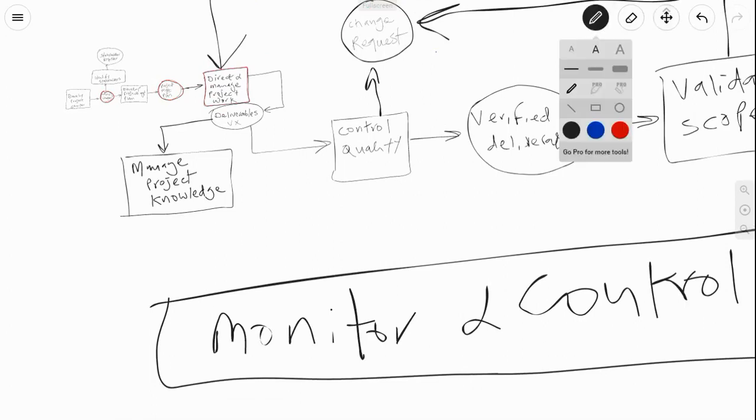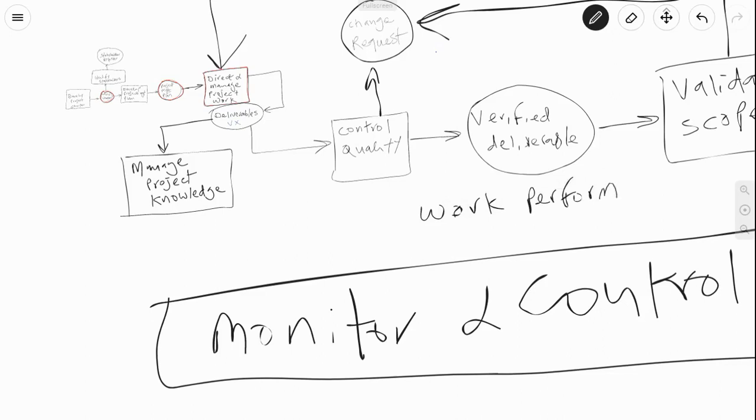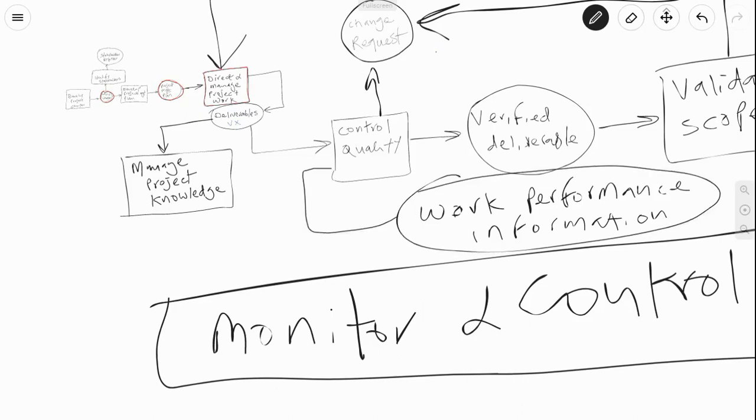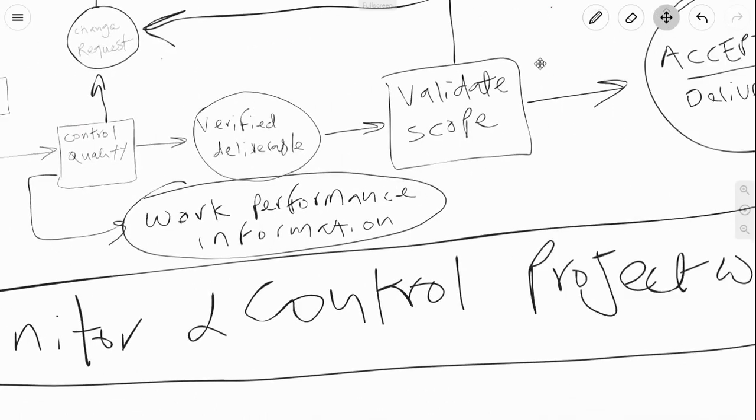But we have outputs from control quality and validate scope, and this is known as work performance information. So this work performance information comes from control quality, and it also comes from validate scope, as you can see here, and it goes into this one right here. It goes into monitor and control project work.